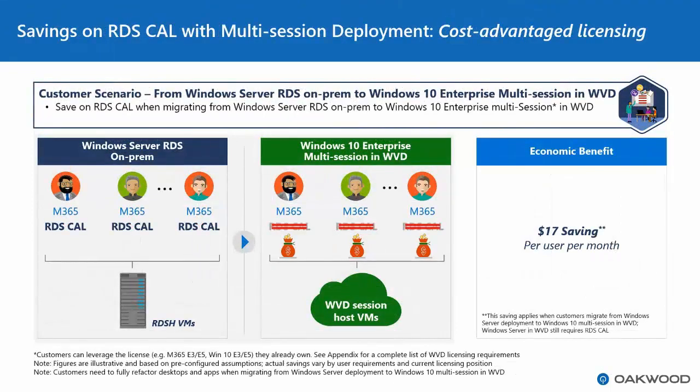It should be mentioned that Windows Virtual Desktop is the only way to use multi-session Windows 10. So here we can see that on-prem you may have RDS CALs for each user that connect to RDSH VMs. In Azure, you'll be connecting to WVD session hosts, and you no longer have a need for those RDS CALs. So that could on average save you $17 per user per month.